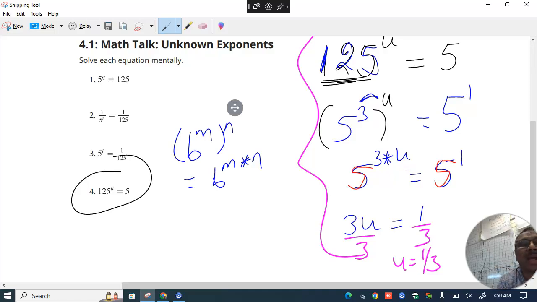But then, another way to show it is, if you see this 125 raised to u equals 5, so 125 is 5 raised to 3. That's one thing.